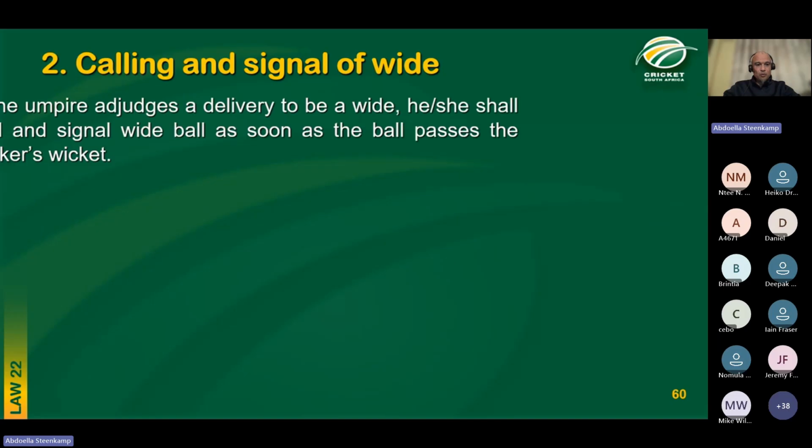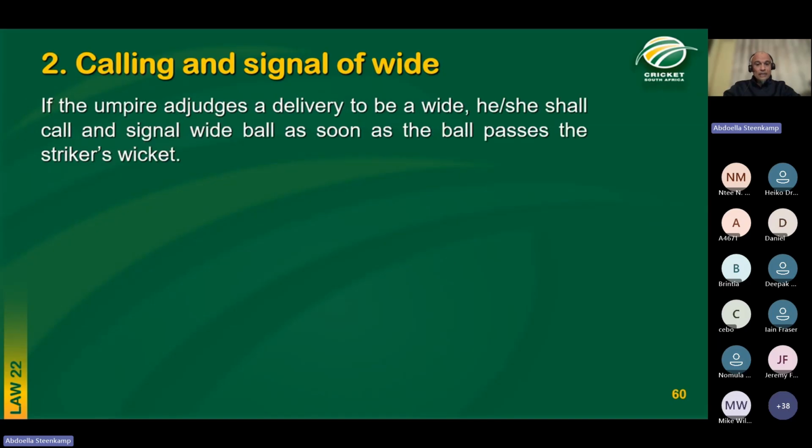When it comes to wide ball and the calling and signaling of wide, umpire needs to only call and signal wide ball as soon as the ball passes the striker's wicket. Don't be in a hurry to call wide. Even if the ball is wide, the batter might play a late cut shot, and if you're too early, you can have some egg on your face if you call wide too early. So wait until the ball passes the striker's wicket before calling and signaling wide.